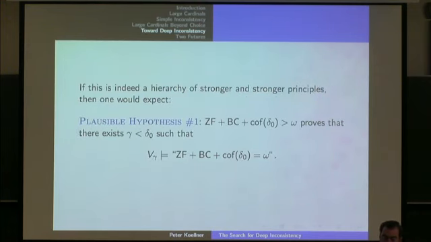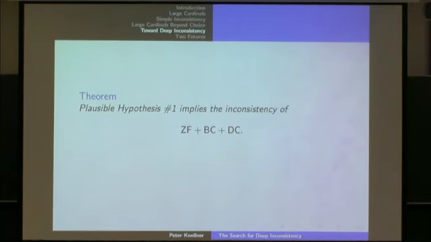So if it is indeed a hierarchy of stronger and stronger principles, then one would expect this: if you demand that the cofinality be greater than omega, then that stronger principle would rank-reflect the weaker principle. Okay, so call that plausible hypothesis 1. Plausible hypothesis 1 implies the inconsistency of ZF plus Berkeley cardinal plus DC. So that's a very weak plausibility argument. Now, if there's a genuine hierarchy here, as you would expect, then you articulate it in terms of this plausible principle. That gives you inconsistency. So that might be one way of getting a deep inconsistency. Establish the plausible principle. The depth of this inconsistency is going to be measured by the depth of that proof.